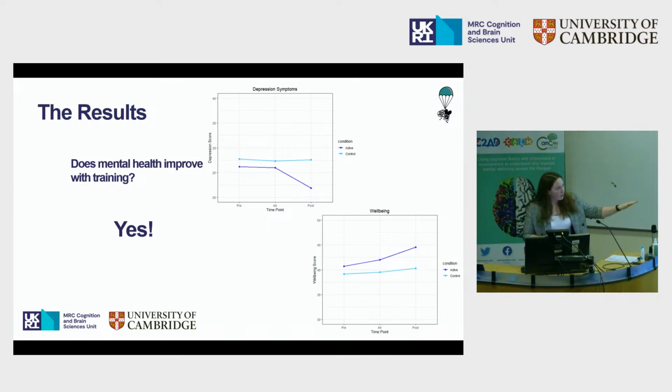And you can also see well-being increasing. One thing you might notice about these graphs is it looks like they have a difference at baseline. So we control for that in our analysis, and we make sure that that's not interfering with our results.